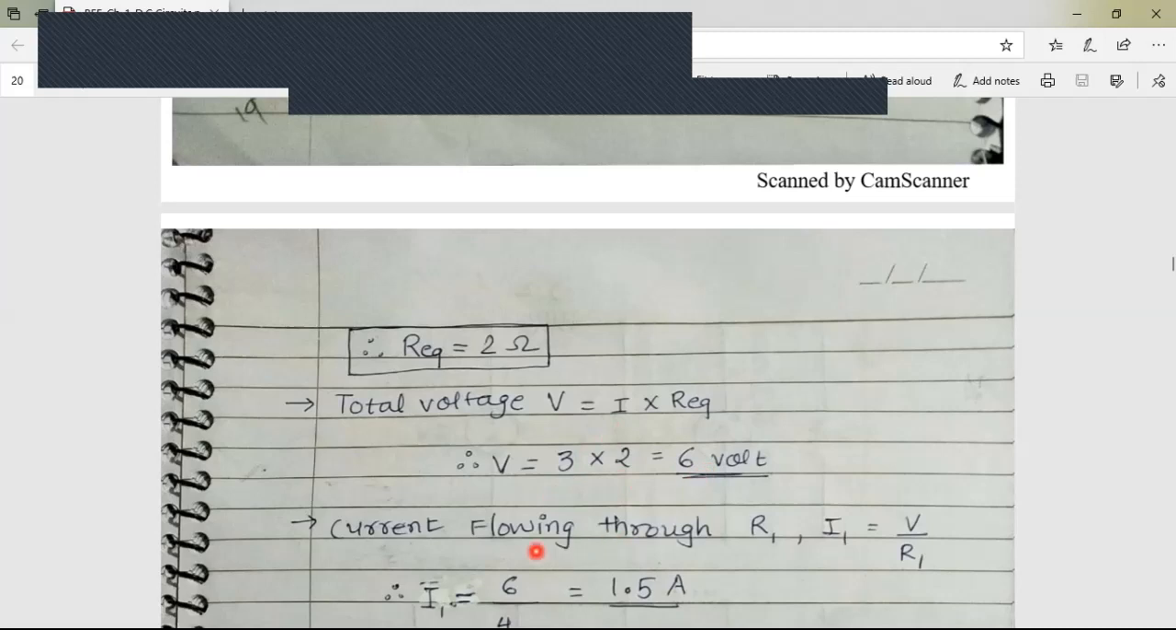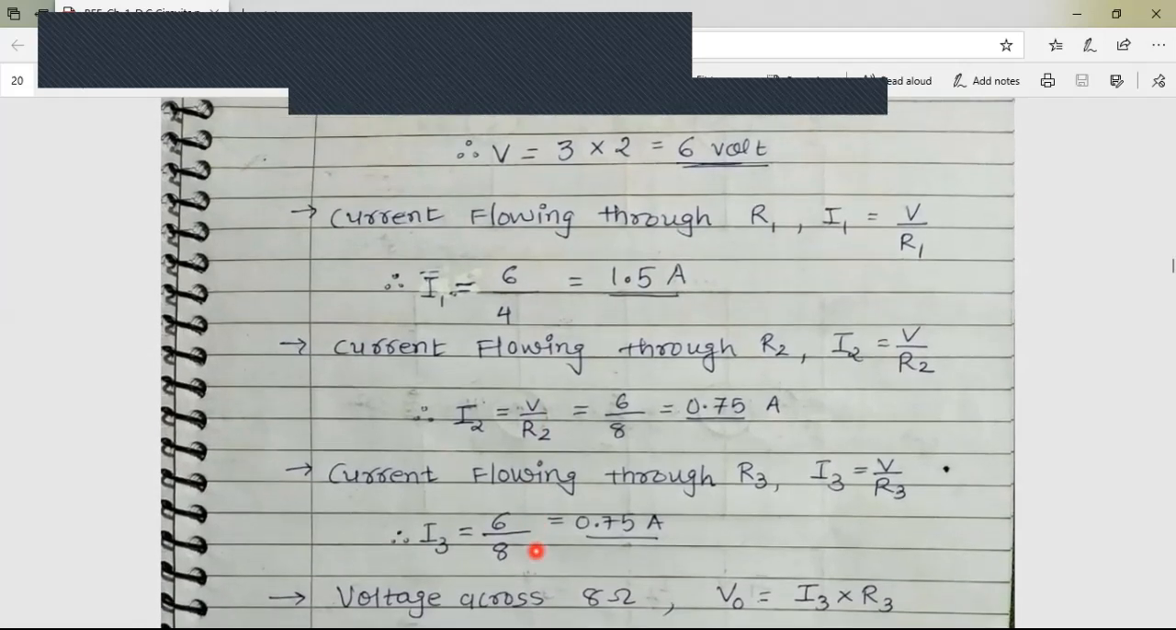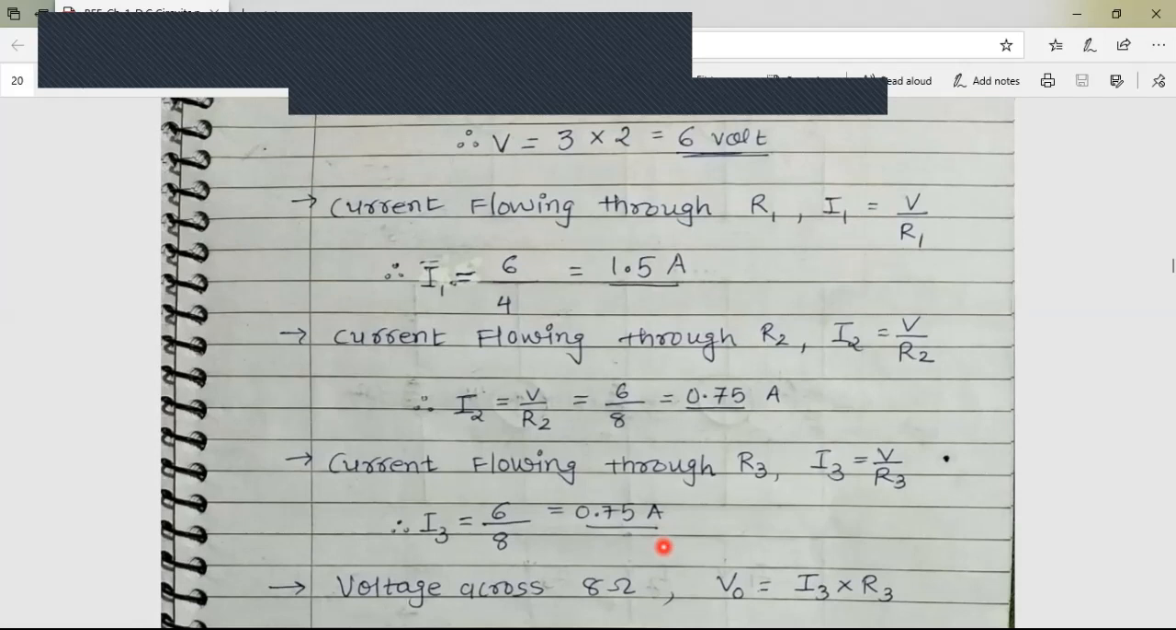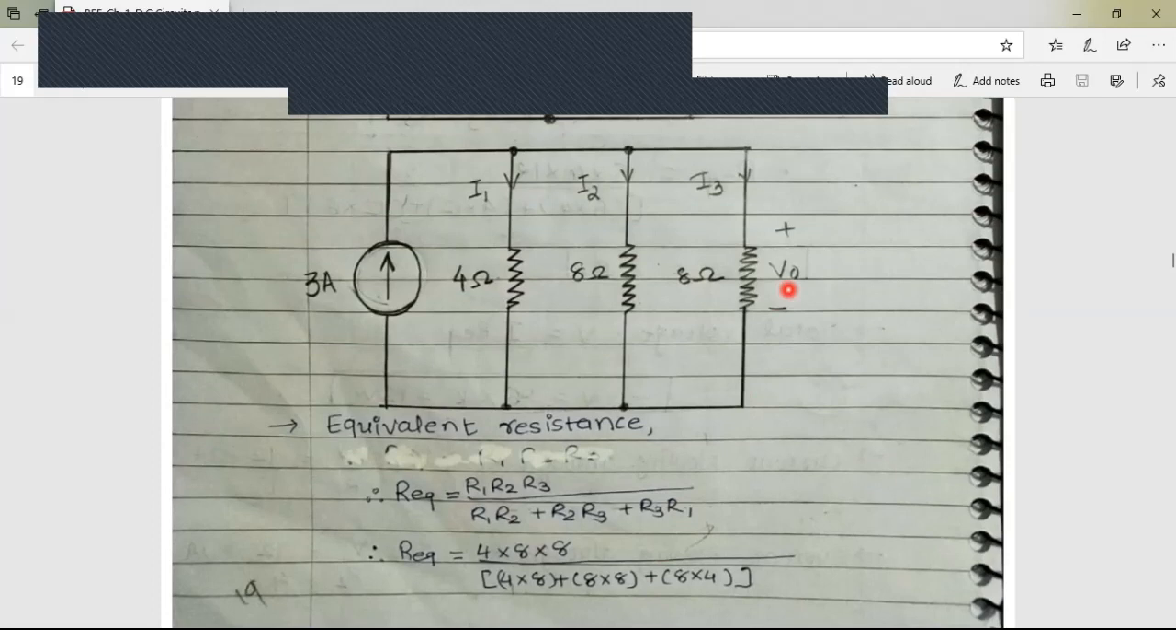Okay, now we can find the current flowing through each resistance. I1 equals V by R1, so 6 upon 4 equals 1.5 ampere. The same way, the current flowing through R2 is V by R2, 6 by 8 equals 0.75 ampere. The same way, we can find I3 as 6 by 8, 0.75 ampere. Now, what are we going to find? We want to find this voltage.